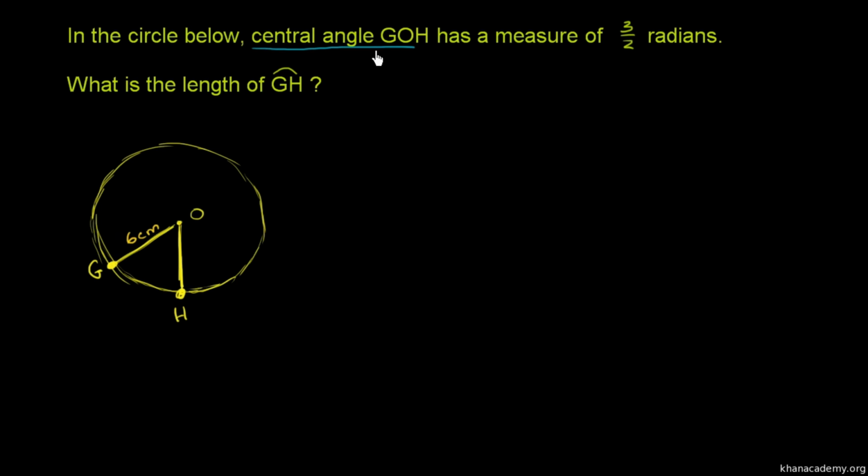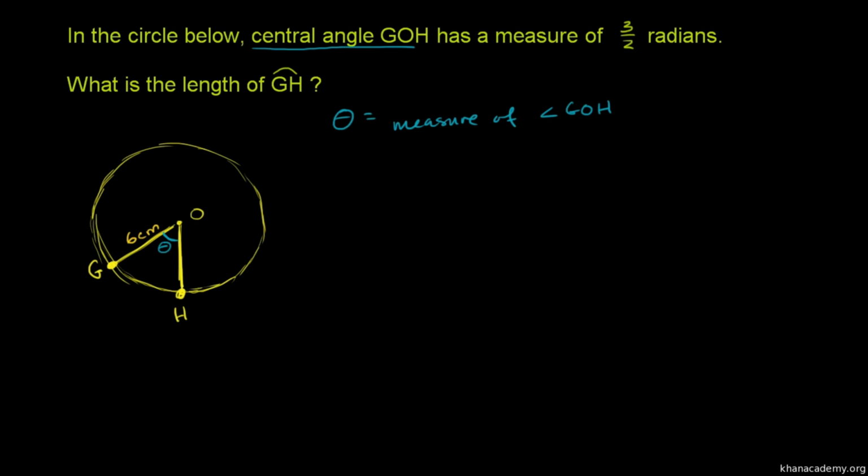So where is central angle GOH, 3 over 2? This angle right over here. Let's call that angle theta. So let's say that theta is equal to the measure of angle GOH. Now, they're asking us what's the length of arc GH?